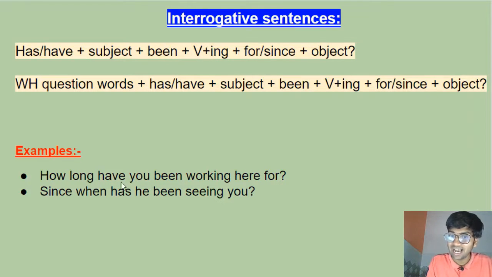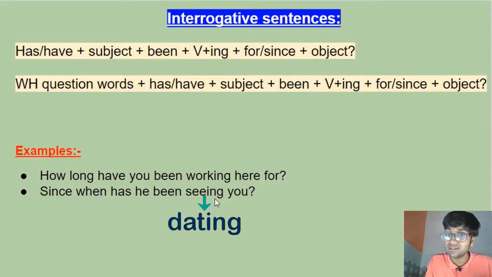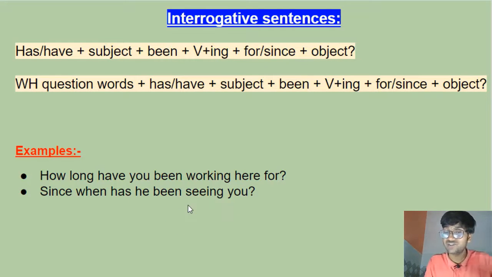How long have you been working here for? How long have you been smoking here for? Now, if you want to know since when an action has been happening, start the sentence with "since when." Since when has he been seeing you? Seeing here means dating, right? Since when has he been seeing you? Since when this action has been happening. That's how we use interrogative sentences. I hope it is clear.